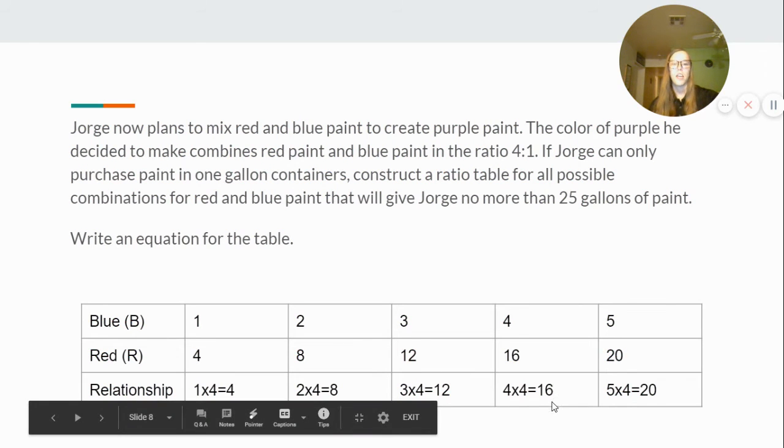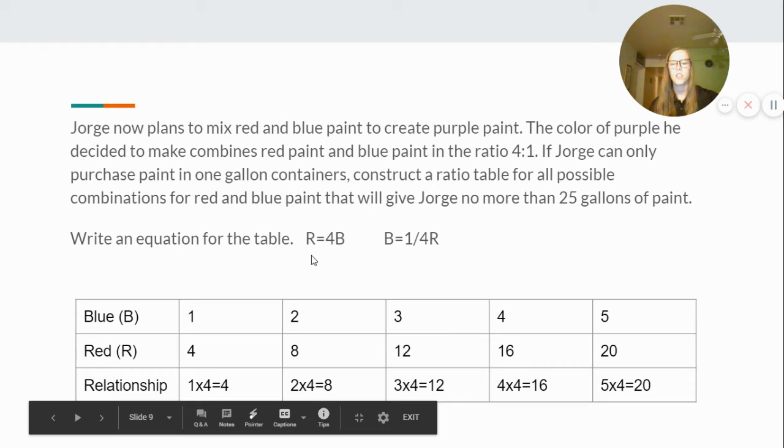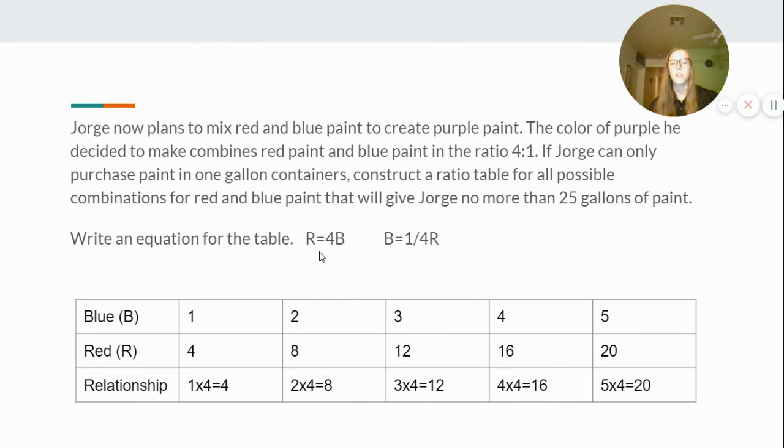So now we need to have no more than 25 gallons. So if our ratio is 1 to 4, we can write R equals 4 times B. So the amount of red paint is equal to 4 times the amount of blue. Or the other way around, the amount of blue paint is equal to 1/4 the amount of red. Okay?